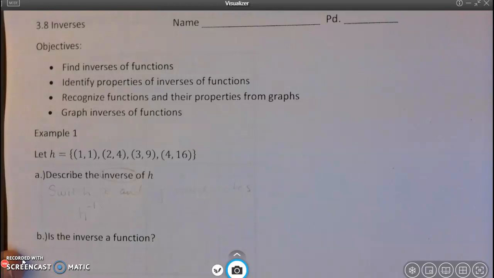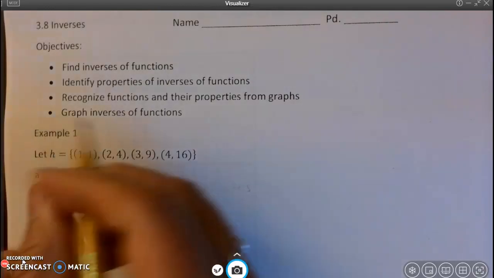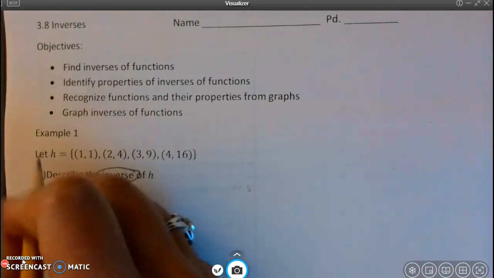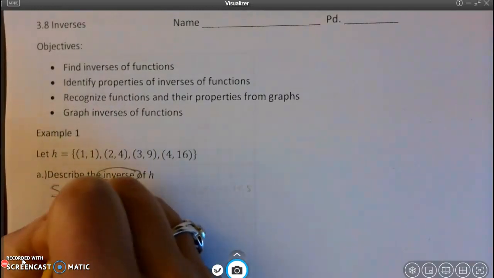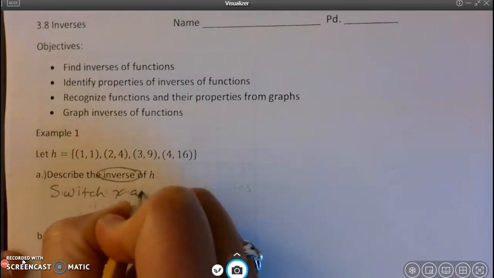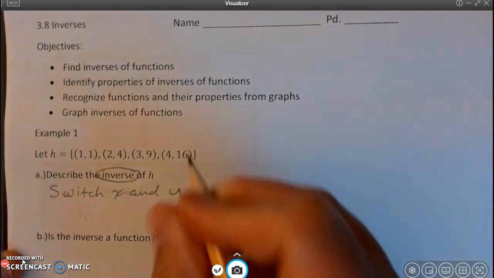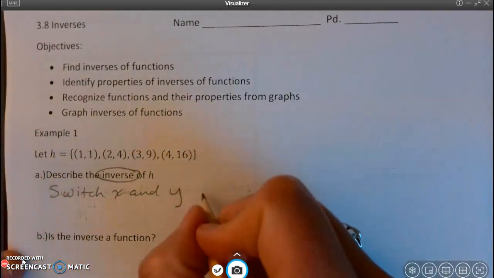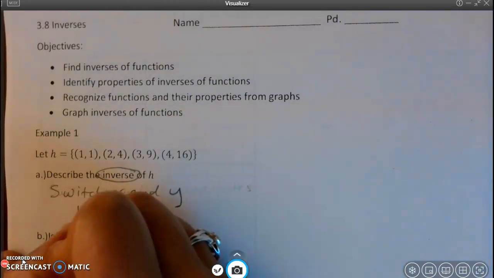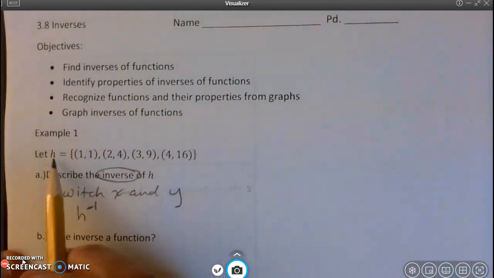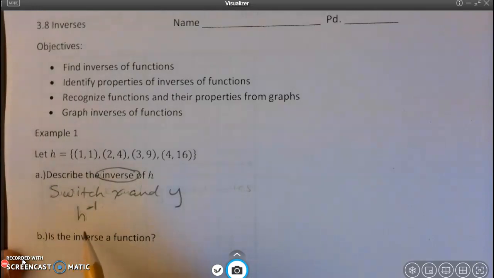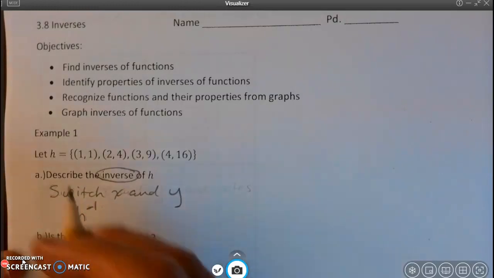And so when we go to describe the inverse of h, a couple of things. First of all, by definition, an inverse is where you're simply going to switch x and y. And the notation for inverses is h^-1, or if this was f, it would be f^-1. A lot of people confuse this and think we're raising it to the negative first exponent. We are not. This is simply the notation for inverse.